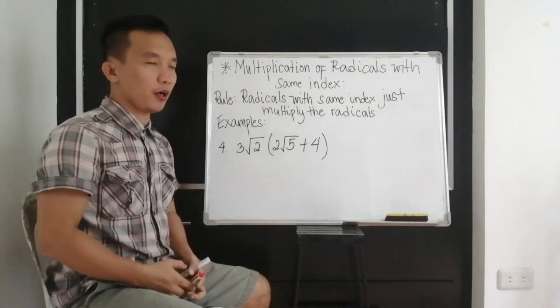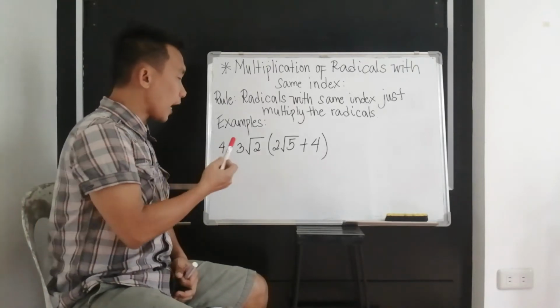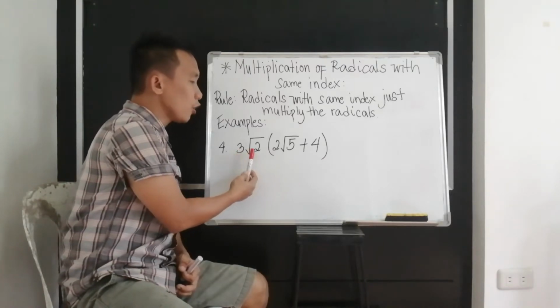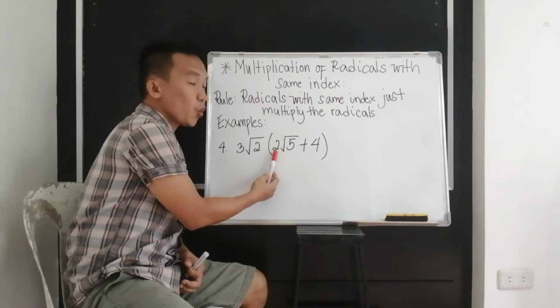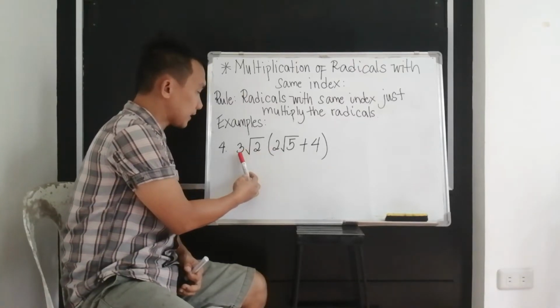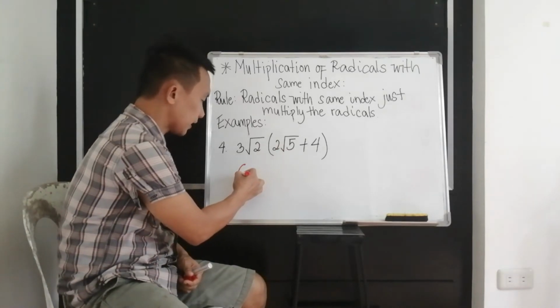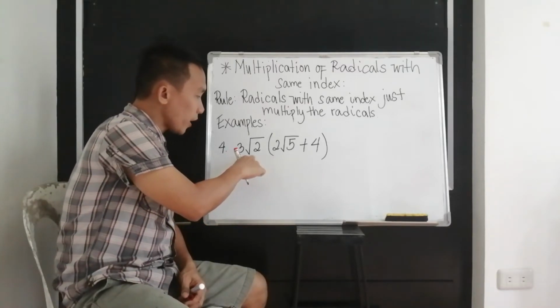It's very simple. The first thing that you are going to do is look at your numbers first. Your number 3 here, you are just going to multiply to your number 2 in your binomial. So that's 3 times 2. The answer is 6.